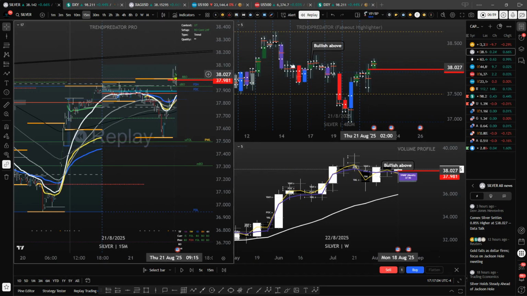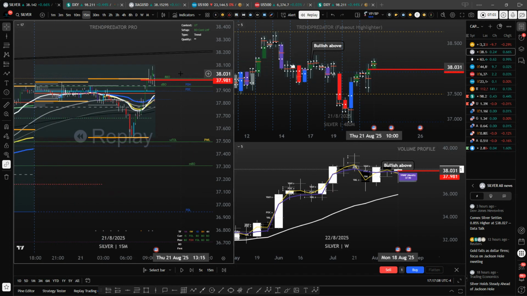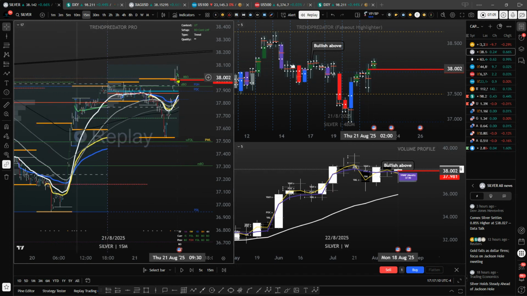But if the dollar is also in breakout, then is it wise to be buying silver? If the dollar is in breakout, then we need to be cautious. It's not to say we can't buy silver. It's not to say we can't buy the stocks, but we need to be cautious, potentially reduce our risk, the size of trade that you're putting on, widen the stop loss.